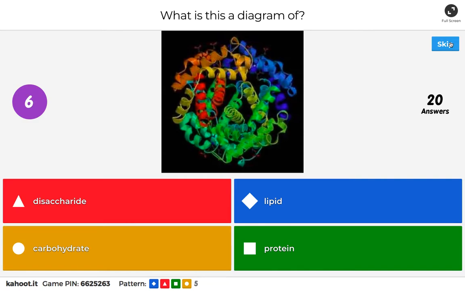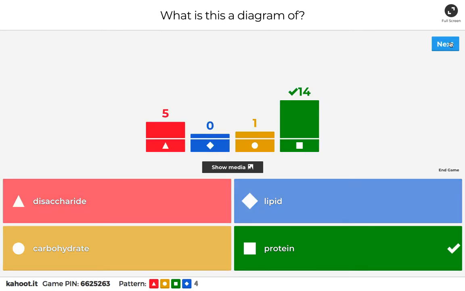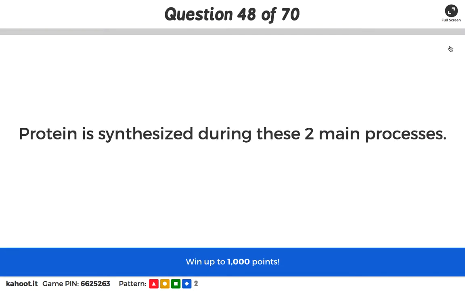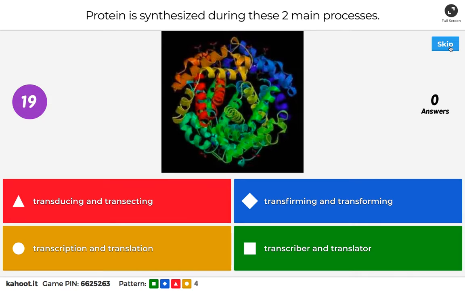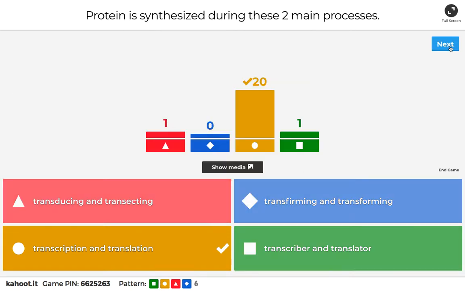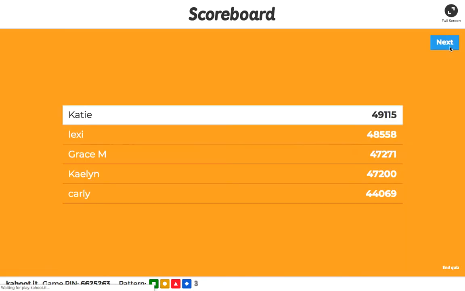What is that a diagram of? It's a protein. That is a protein. What are the 2 steps of protein synthesis? Transcription and translation. Good.